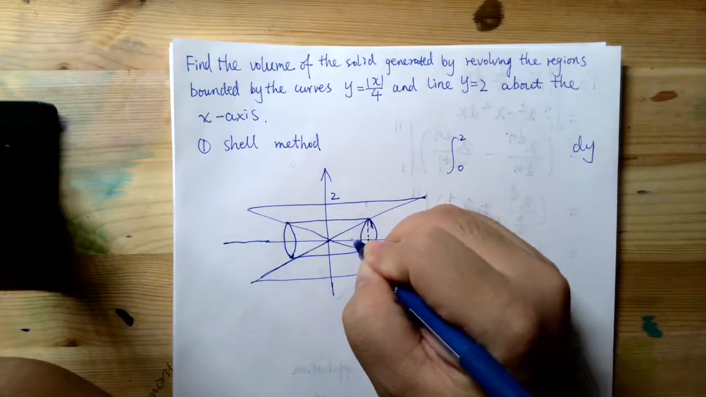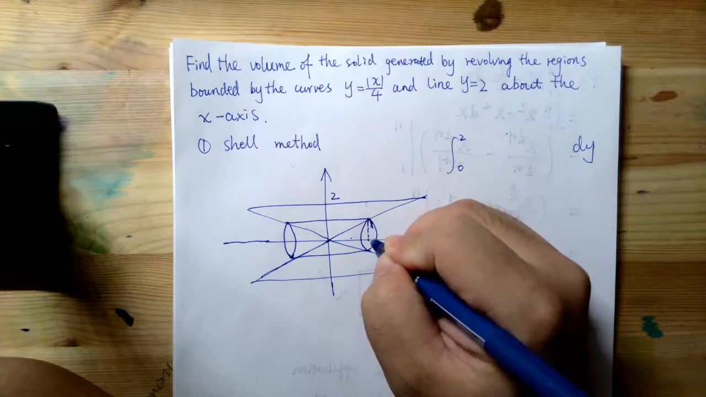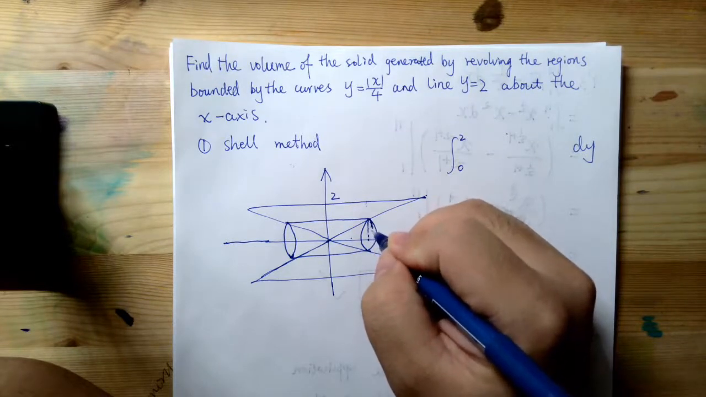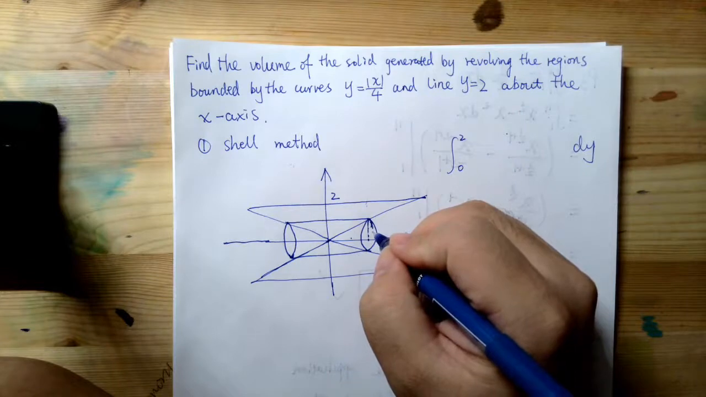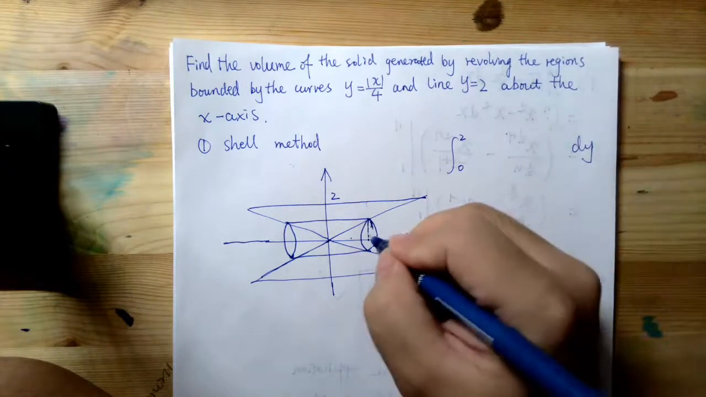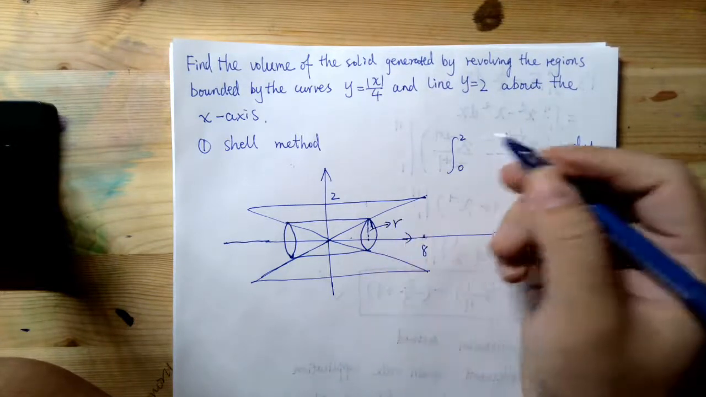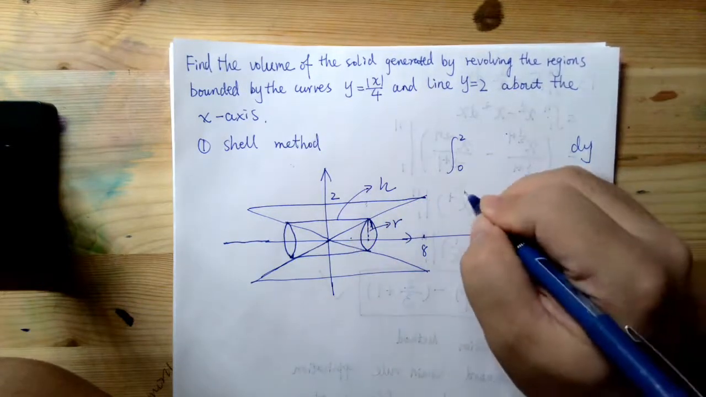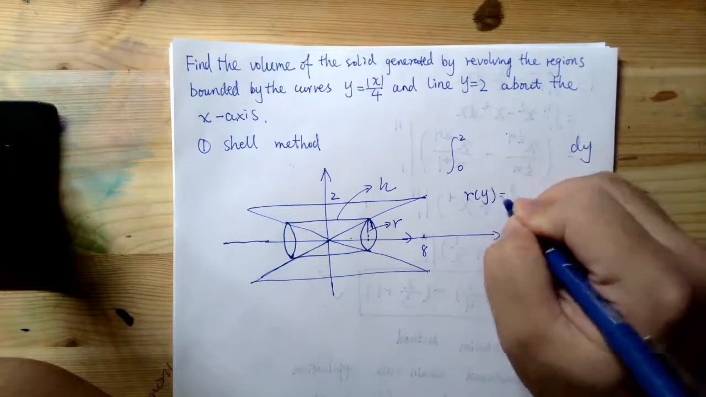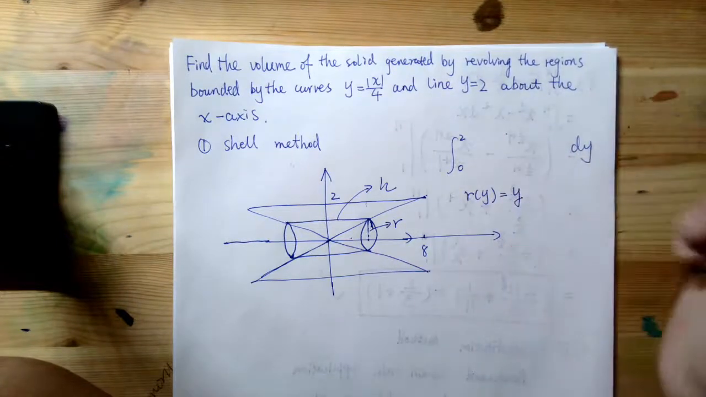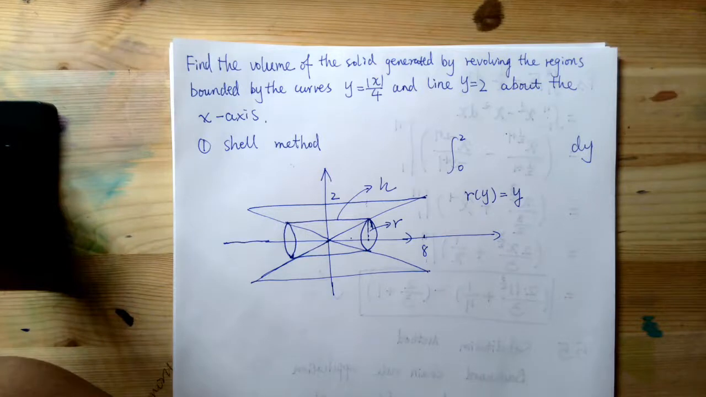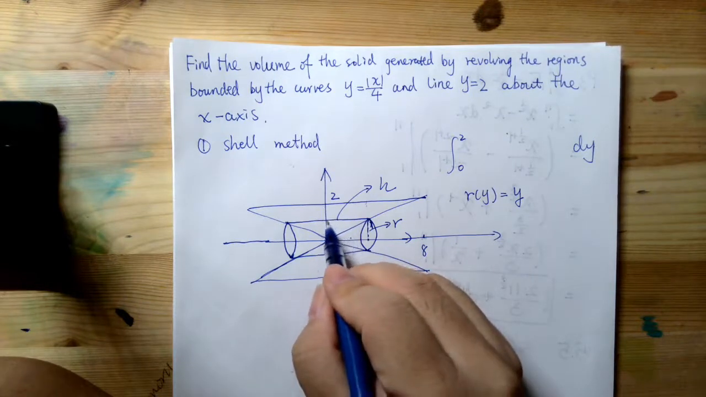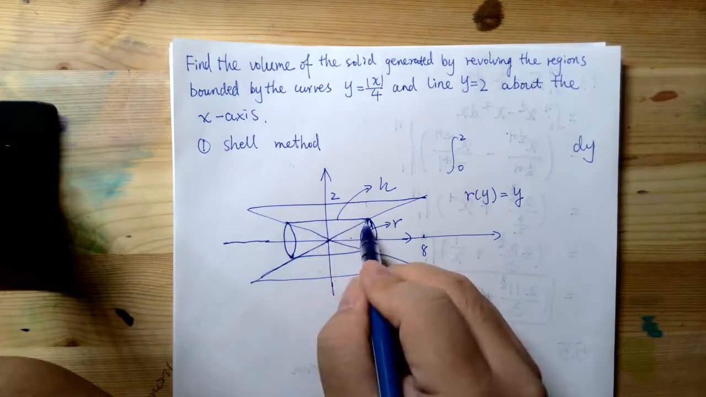Okay. So the radius of this shell, if I denote this part as x, and then correspondingly, you can see that the radius of the shell, we have to write it in terms of y, which is exactly y here. So this is r, the radius. This is the height. Okay. So the r of y is exactly y here. Okay, so no problem.